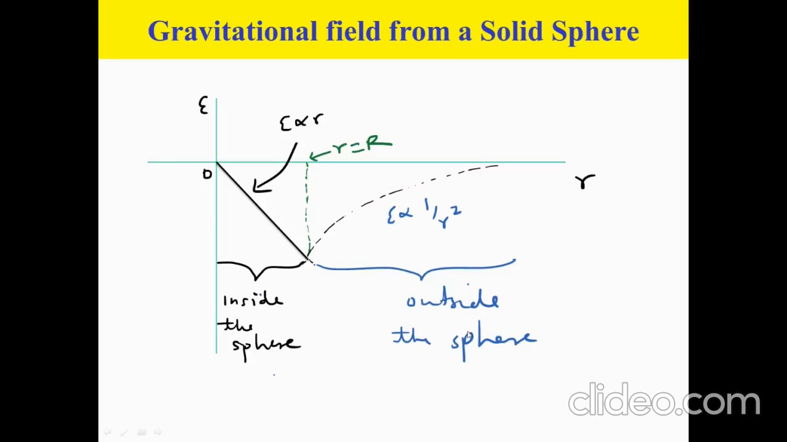I can visualize this field. If I plot the gravitational field versus r, I can see that inside the sphere, I get a linear relationship, whereas outside the sphere, my gravitational field is proportional to 1/r², and it dies down as r increases and goes to infinity.